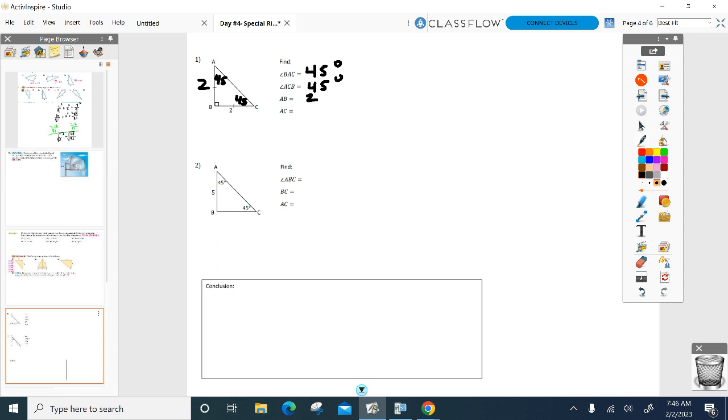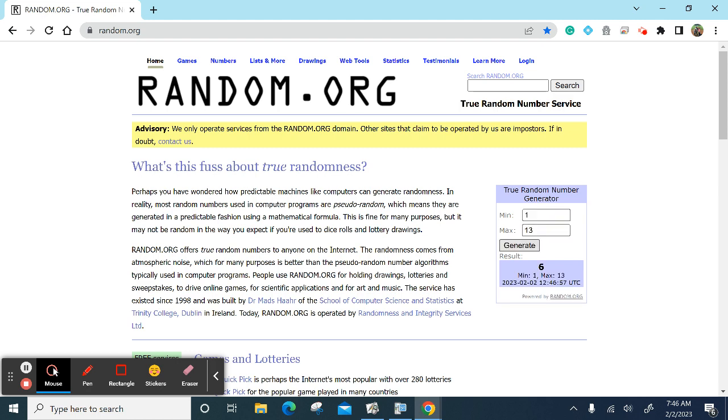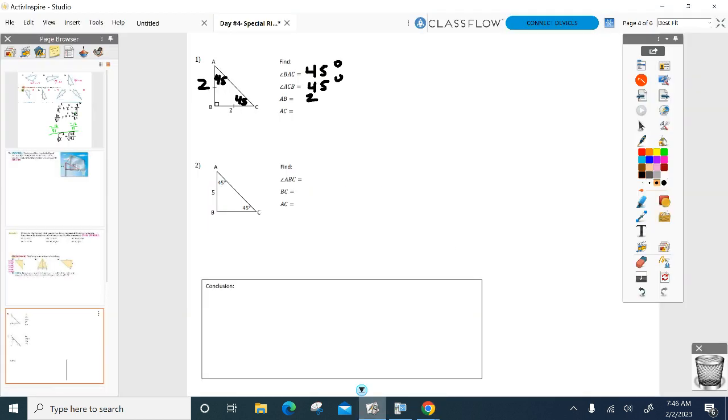And how can I find AC now? Come on, we've done 3 days of this unit now. How can I find the length of AC in that triangle? Let's not forget everything. How can I find AC? Let's Pythag, yep. 2 squared plus 2 squared equals C squared. 4 plus 4 equals C squared.